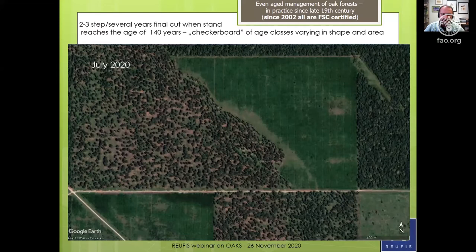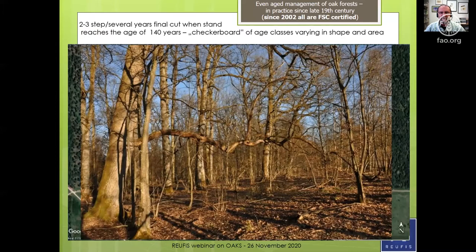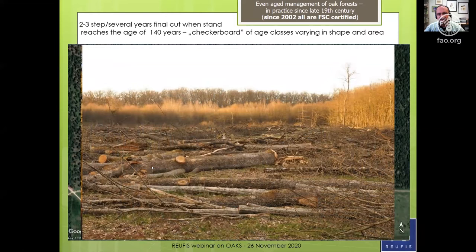The old oaks are taken out, and 140 years is the legal period during which these oaks are brought up to this status. This is a mature Quercus robur stand. This is how it looks when it's down. So maybe 5 hectares, a couple of hectares, up to 20 hectares. You could call it a clear cut, but it's not a clear cut. And these are the surrounding checkerboard areas: 15-year-old oak, then maybe 30, 40, 50-year-old oak there.